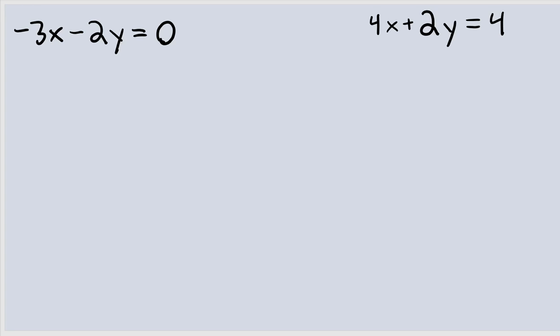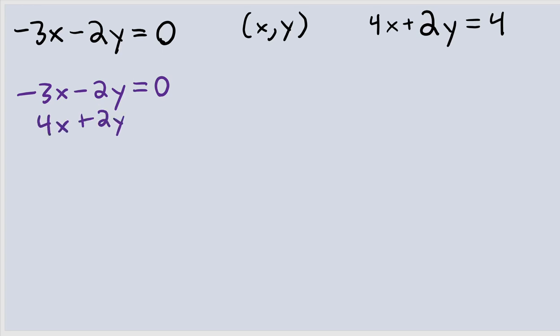So if we're looking for that missing coordinate, that xy, the answer, we need to go ahead and line these two equations up. I'll show you why in a second. So take the two equations that you have. The first one is minus 3x minus 2y equals 0. Put that one on top and we'll put the other one underneath. So you have 4x plus 2y equals 0. Oh, sorry, not 0, equals 4.